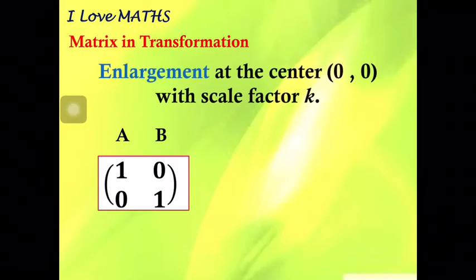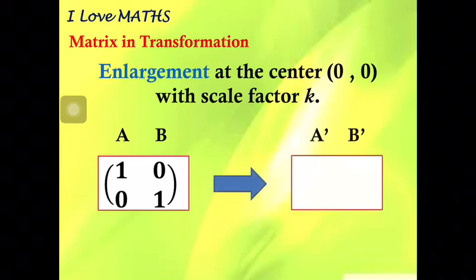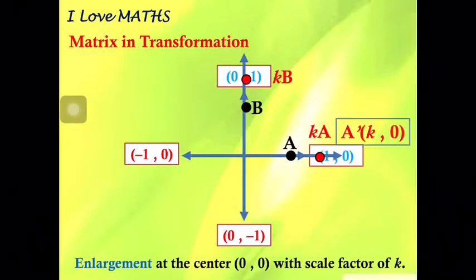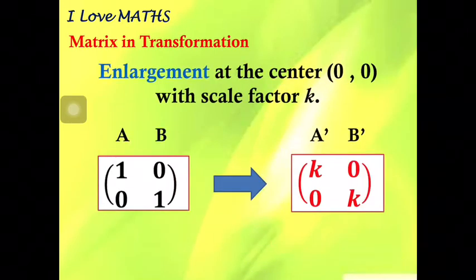Another example is enlargement at the center 0, 0 with a scale factor of k. Under this transformation, let's identify the matrix. We can represent the enlargement through this: k times the coordinates of A and k times the coordinates of B, which lead to the coordinates of A', k, 0, and the coordinates of B', 0, k. These are the x and y components of the matrix under A' column and B' column that represents the transformation enlargement at the center 0, 0 with a scale factor of k.